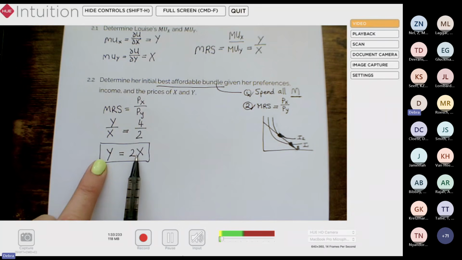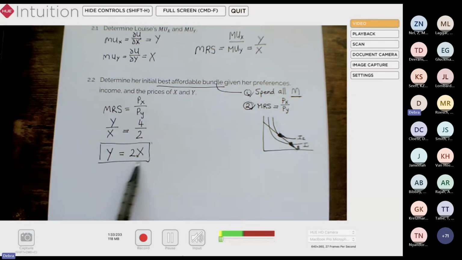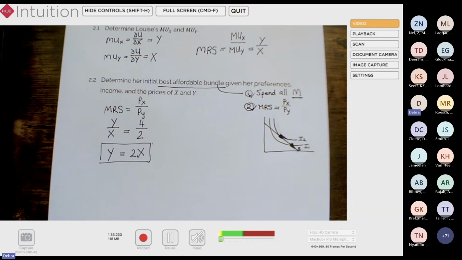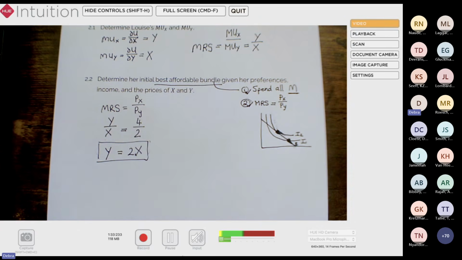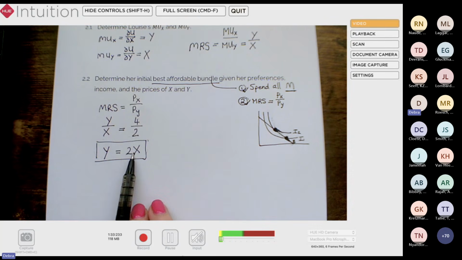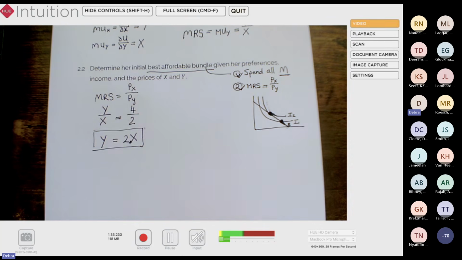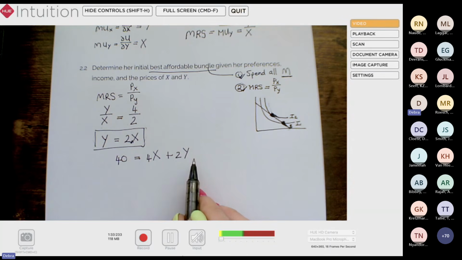So by using this condition, I have managed to find a relationship between Y and X in my optimal bundle. The other condition, which is to spend all your income, I'm now going to use together with what I found here. Spending all my income means 40 must be equal to 4 times X plus 2 times Y. That's my budget constraint.